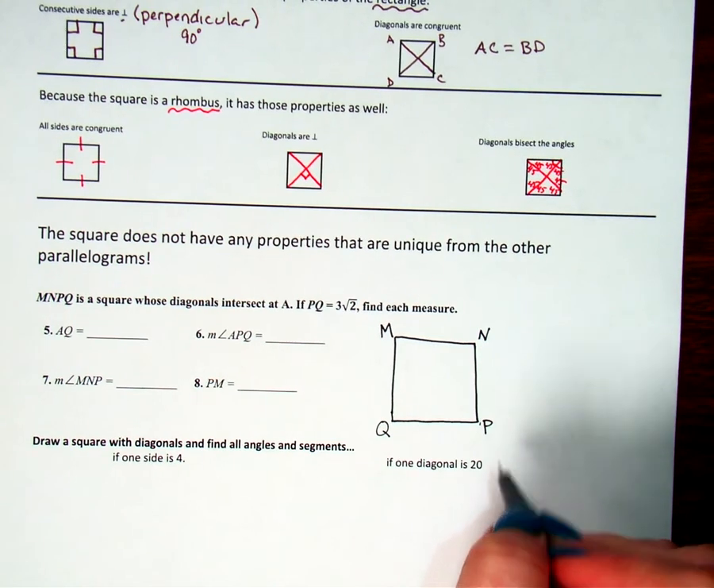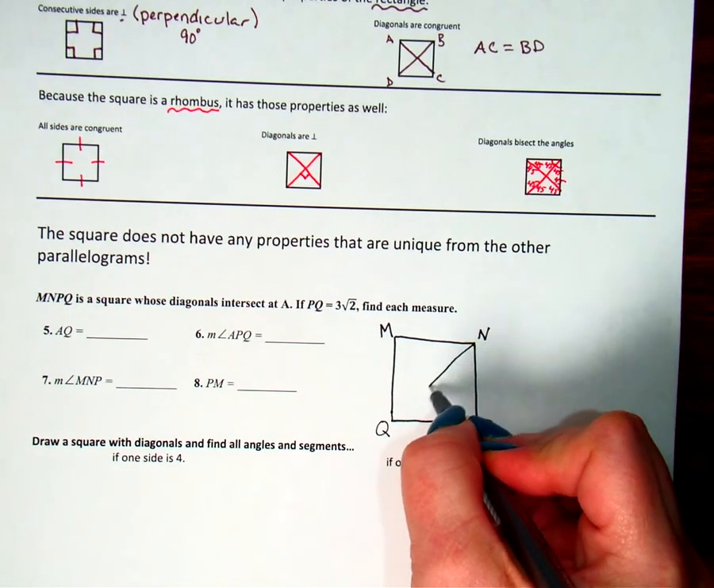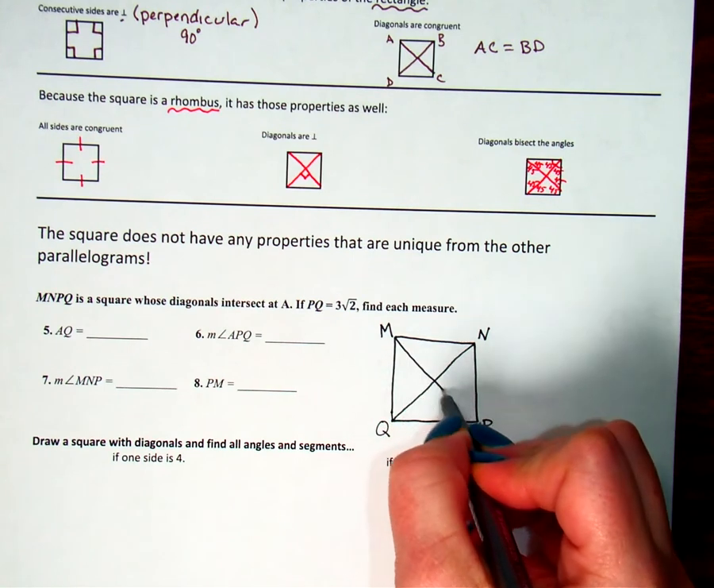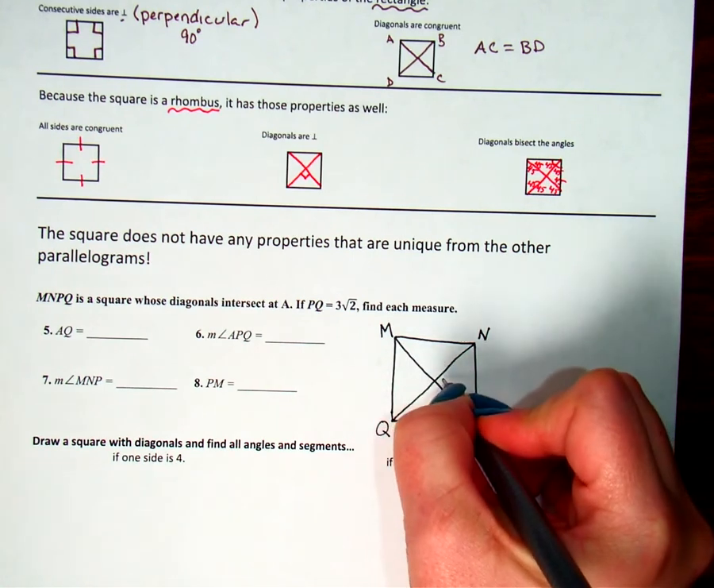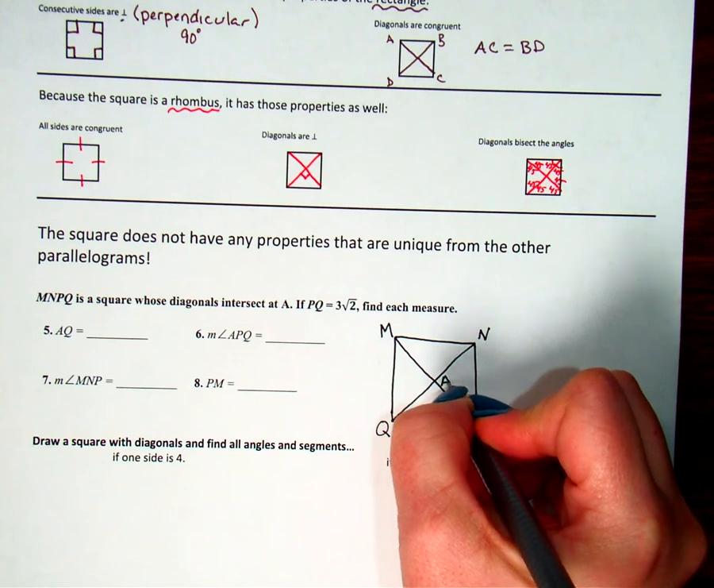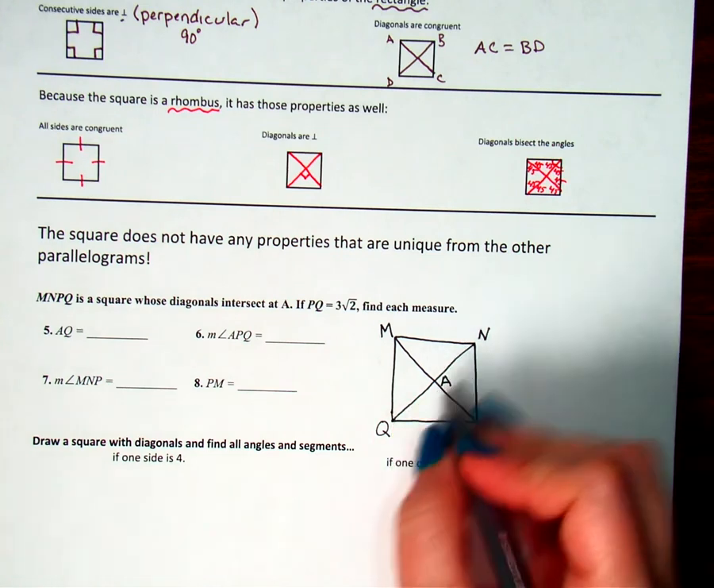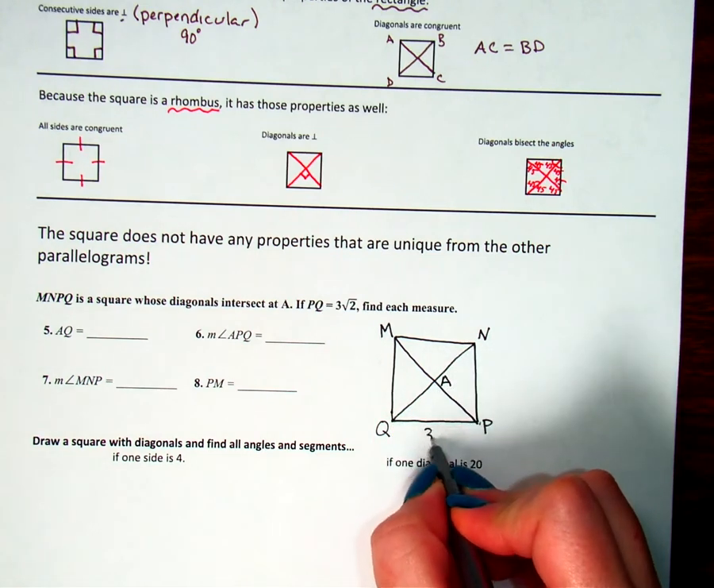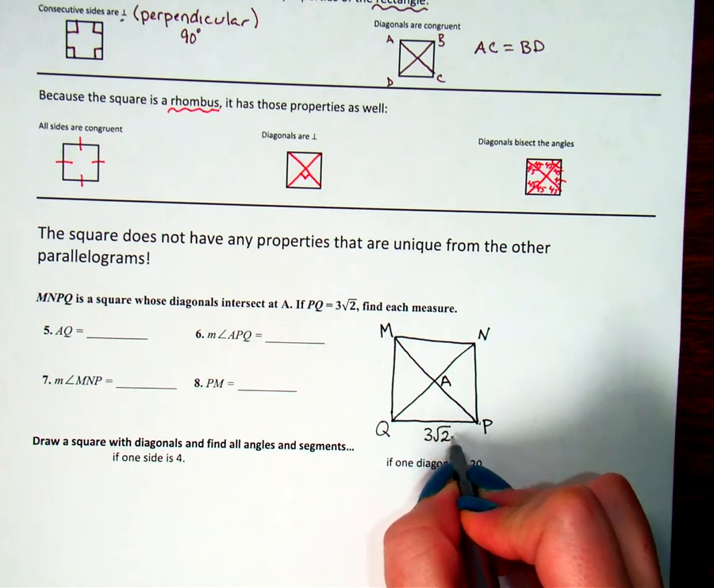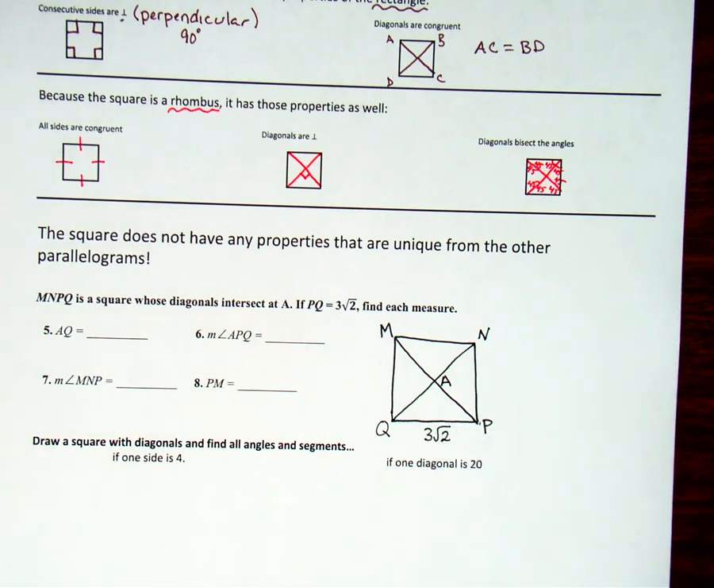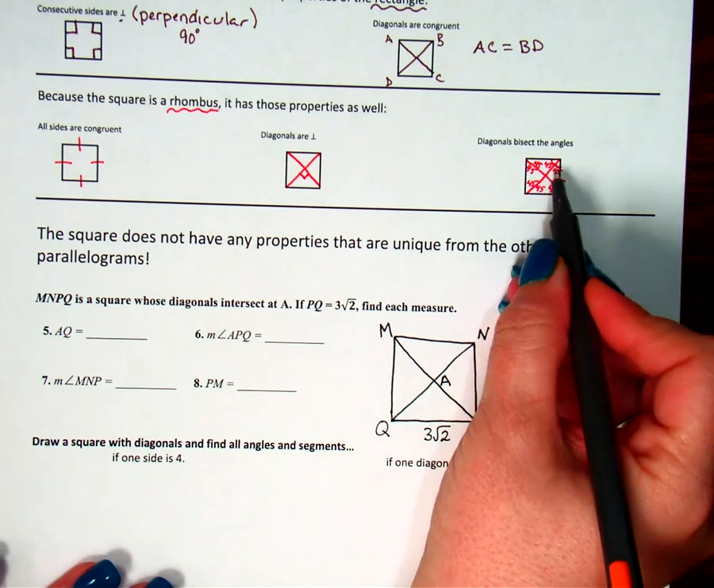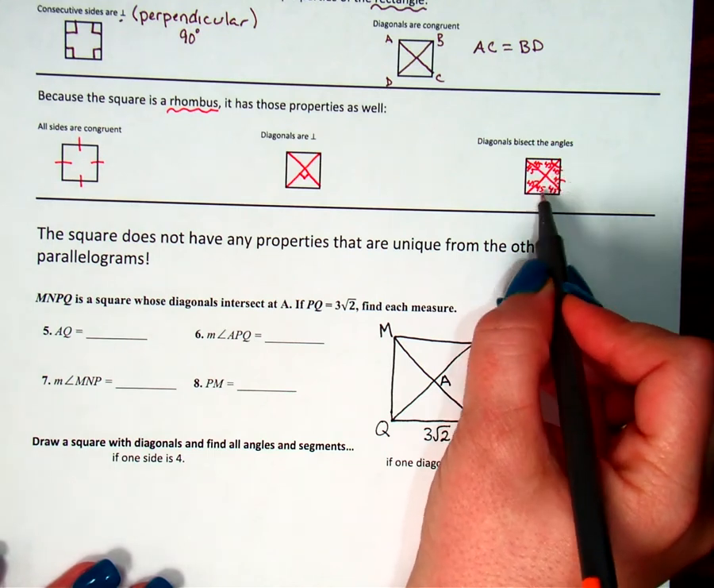All right, the diagonals intersect at A. So I'm going to draw on my two diagonals, and I know they are going to intersect at A. And I know PQ is 3 square roots of 2. So this is 3 square roots of 2.